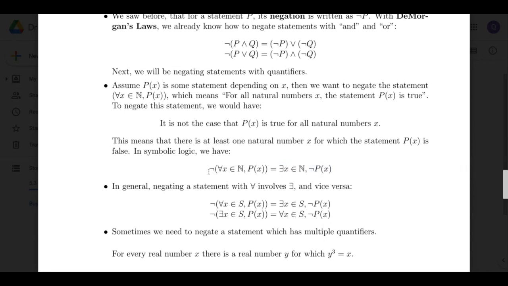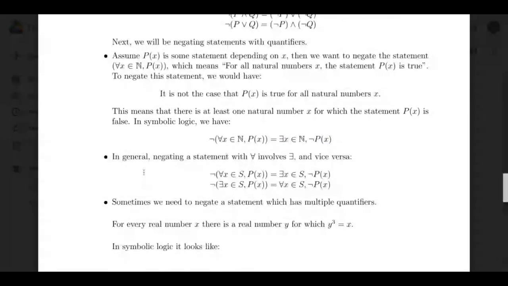A lot of times we use this kind of strategy to do mathematical proofs. We want to find one counterexample. As long as we can find such an x as a counterexample, we disprove something. In general, negating a statement with for all involves there is, and vice versa. If we want to negate a there is statement, we would prove for all.